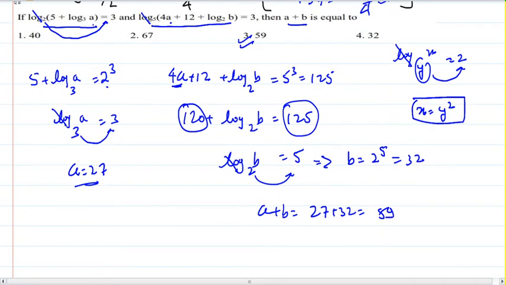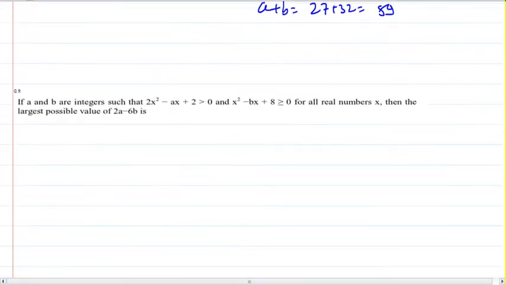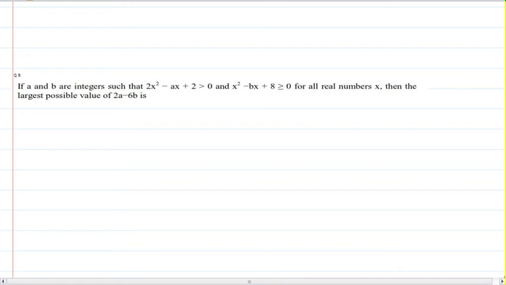Let us try the next problem. Now we are entering the second slot. A and b are integers such that one quadratic expression is more than 0, and another quadratic expression is more than or equal to 0 for all real numbers x. Then what is the largest possible value of this?